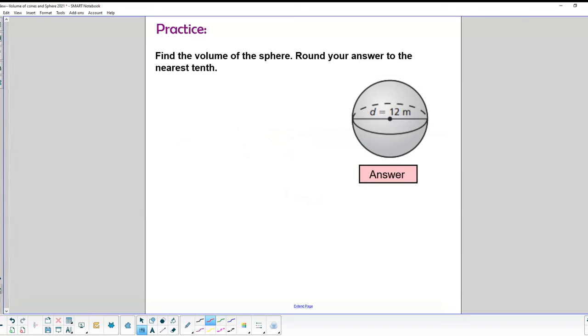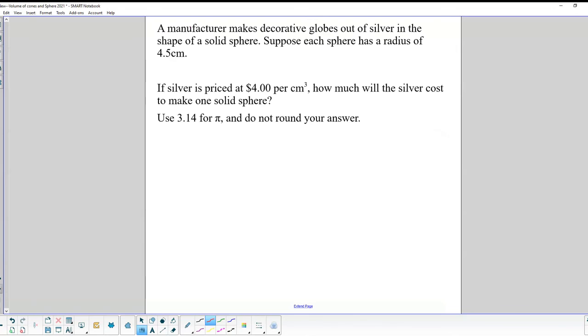Okay, so you kind of get the idea. Now, if you have a diameter like this, remember the radius would just be 6. So don't forget that. All right, so let's jump to one of our story problems. Let's see how many of those we have. We have one story problem, so let's just jump to that one.